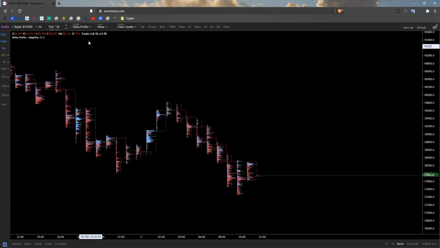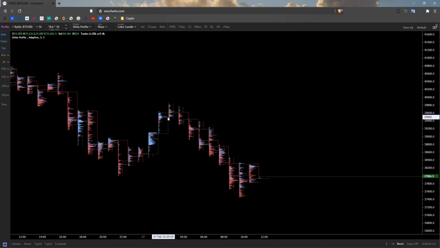You've got the delta profile, which is the exact same thing as the volume, but it's letting you know where the buyers and sellers dominated. So obviously the red are the sellers and the blue are the buyers. So you can see exactly at what prices people bought. You can see in these candles here the buyers were a lot more dominant in these green candles.